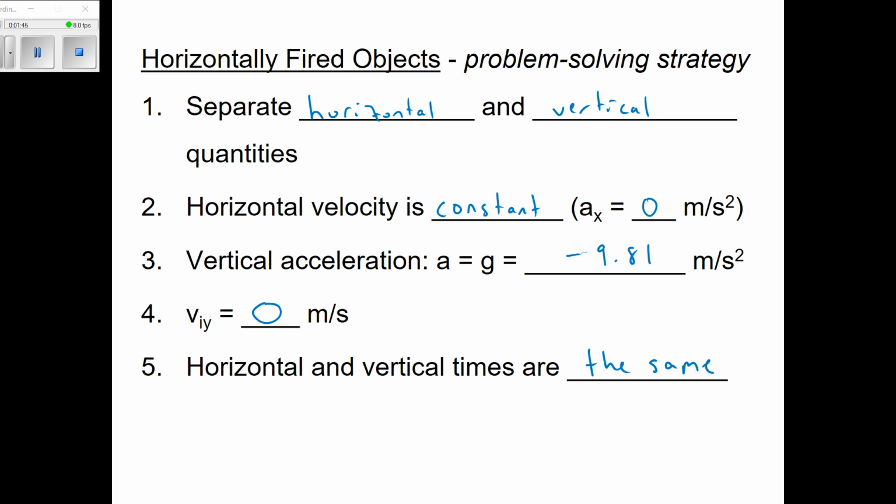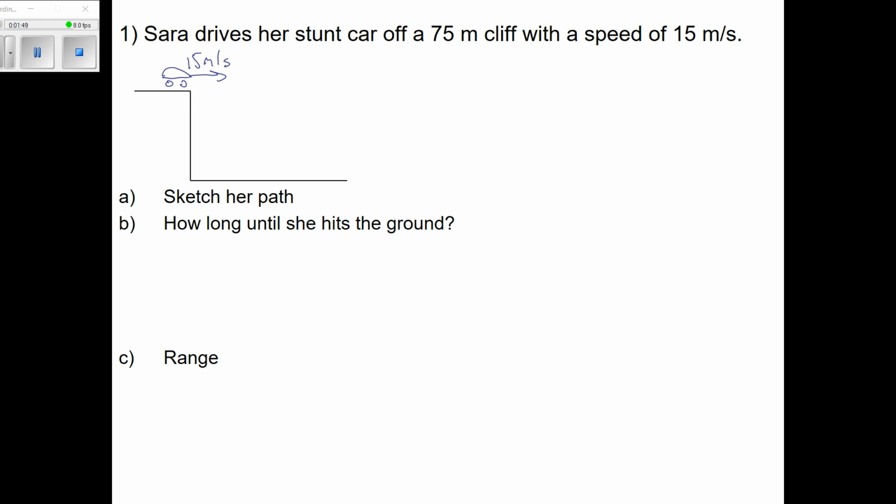So the easiest way to start these is just to get right into doing the problems. So we look at the next slide. Imagine Sarah driving a stunt car off a 75-meter cliff with a speed of 15 meters per second. First, we want to sketch her path. So if her car went off the cliff, her car would go in an arc down. It would look like a parabola.